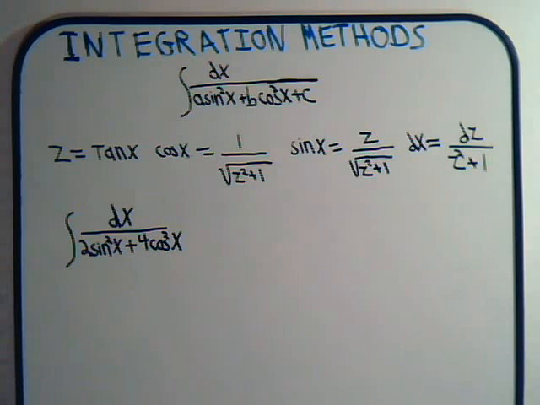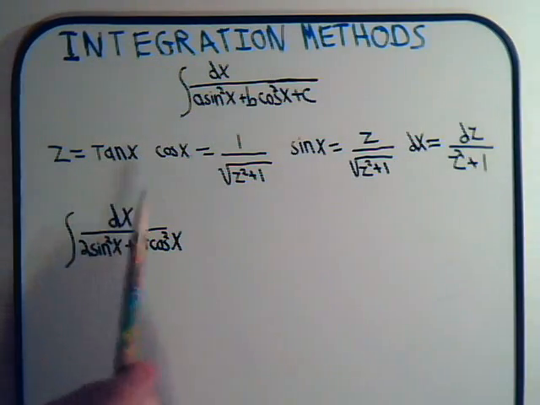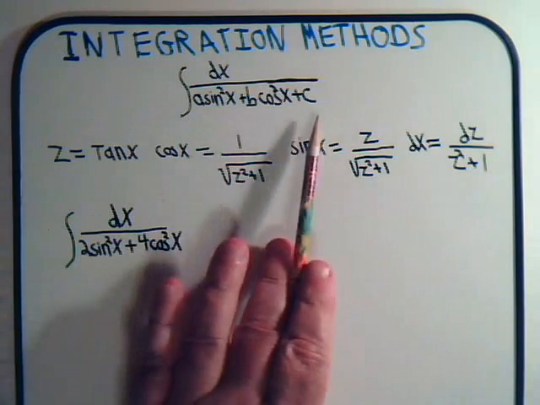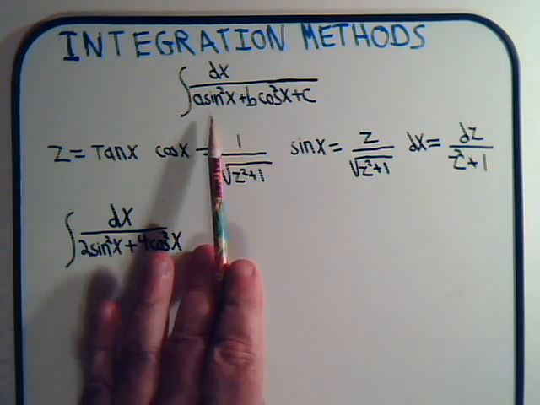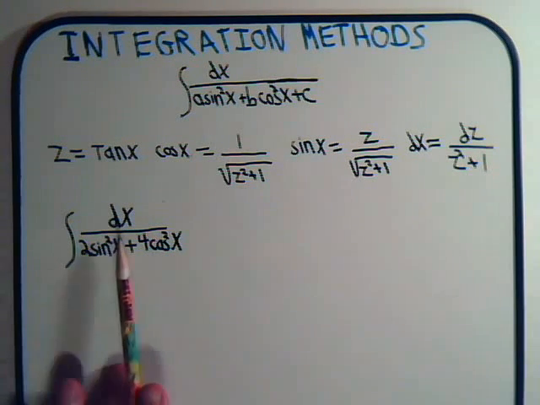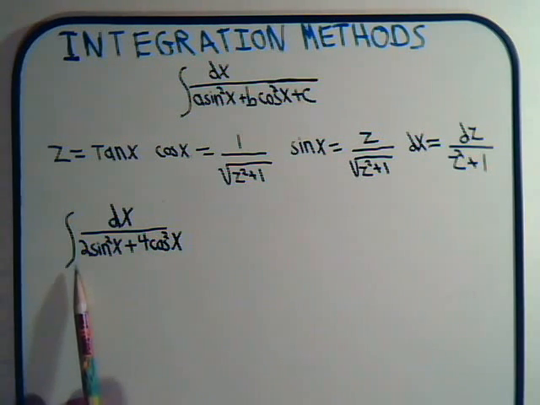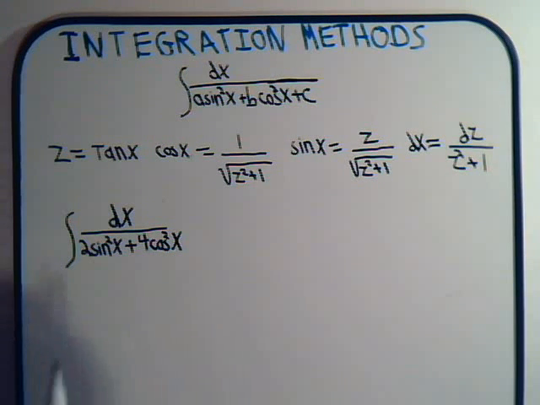Okay, in the last video, we introduced the substitution technique to solve integrations of these various forms here for rational trig functions, and we want to use it specifically to solve this integral of dx divided by 2 times the sine squared of x plus 4 times the cosine squared of x. So let's look at the denominator here.